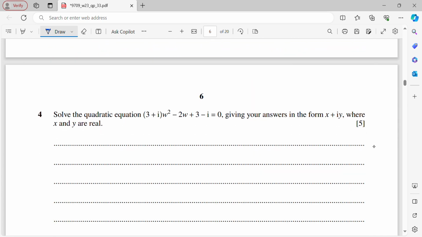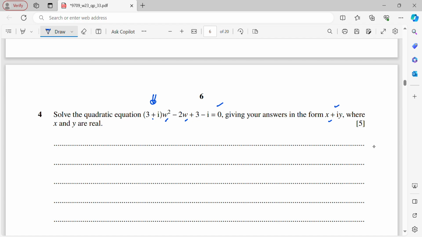Okay, question number 4. Solve the quadratic equation. This is a quadratic equation, giving you answers in the form x plus iy, where x and y are real. So now, since you have w squared and w here, and your answer is in x plus iy, which means you look at here. Since the coefficient for the w squared is a complex number, that means your w must be a complex number.